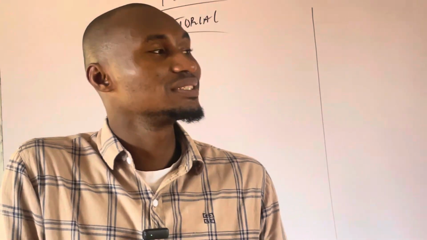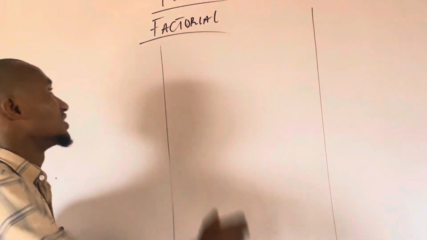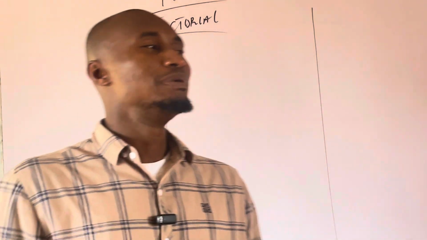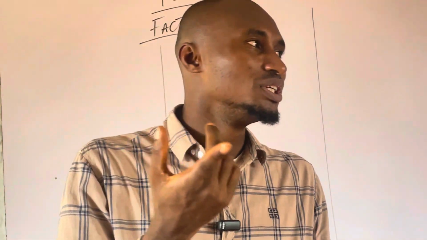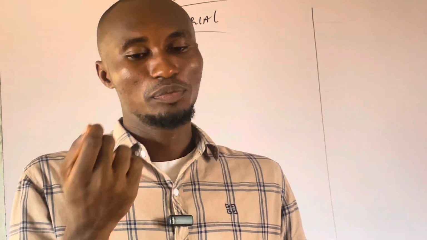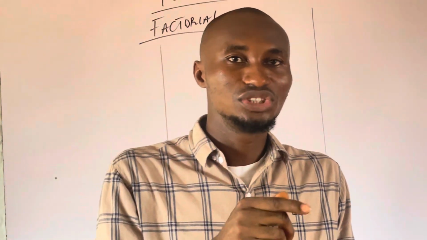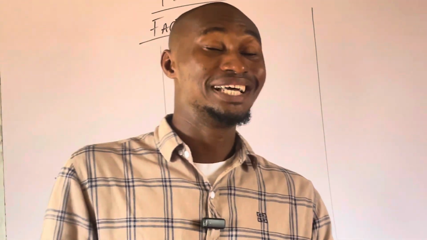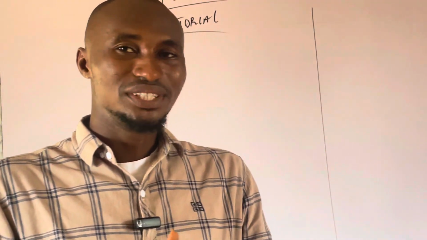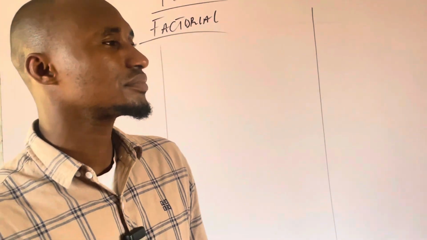In today's class, I want us to understand the concept of factorial. Remember that I have taught permutation and combination. Factorial is a subtopic under permutation and combination. Now, permutation and combination are like twins, and you need to understand them. They are distinct. Do you understand?